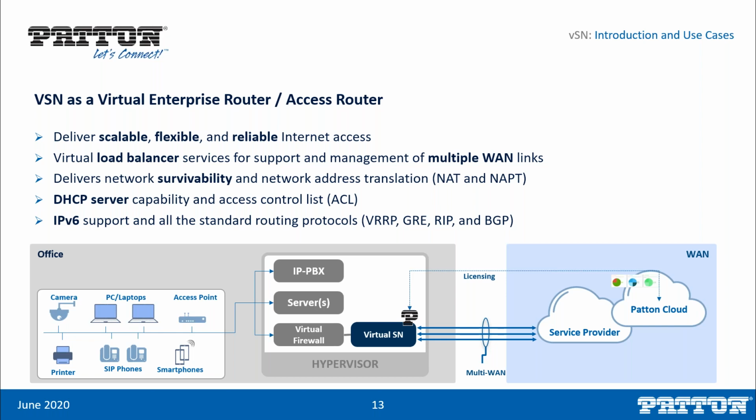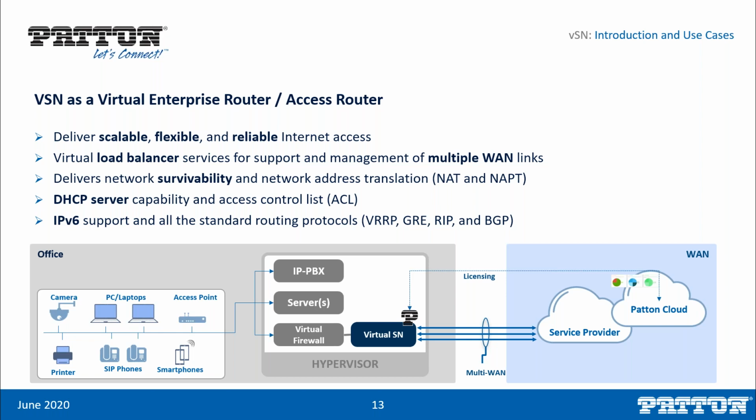Now, another use case that a virtual smart node can cover is acting as a virtual enterprise router or access router. And also you can see here in the image how this is done, or basically what it does. So it can aggregate different WAN links together. So all these are being aggregated on the virtual smart node. And then on top of that, there are functions available on the virtual smart node to do, for instance, load balancing, failover functionalities in case one WAN link is failing.